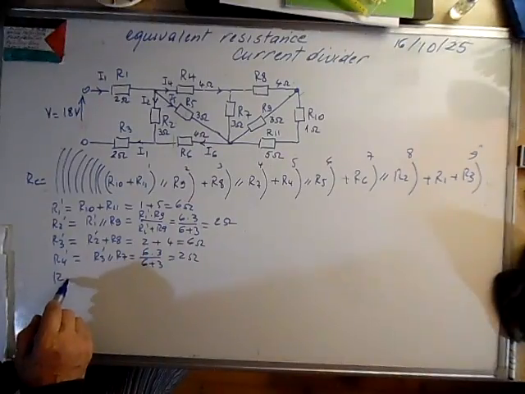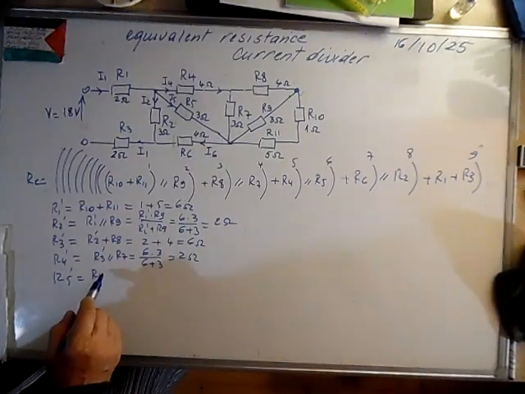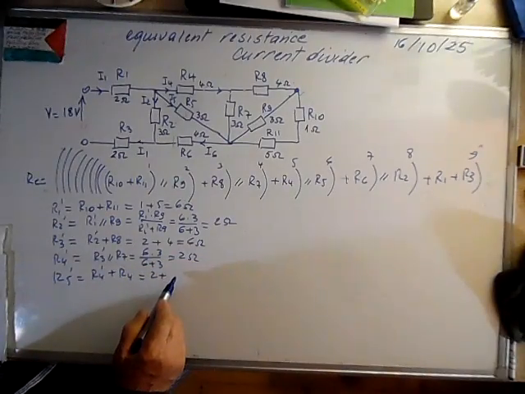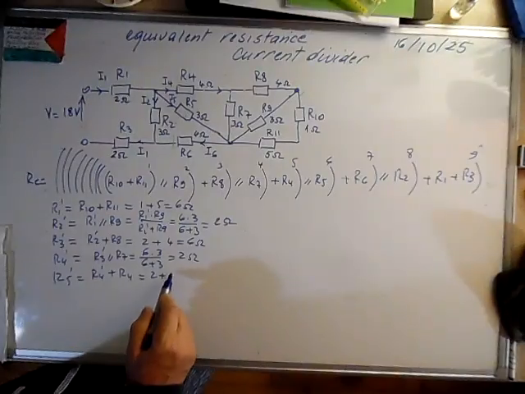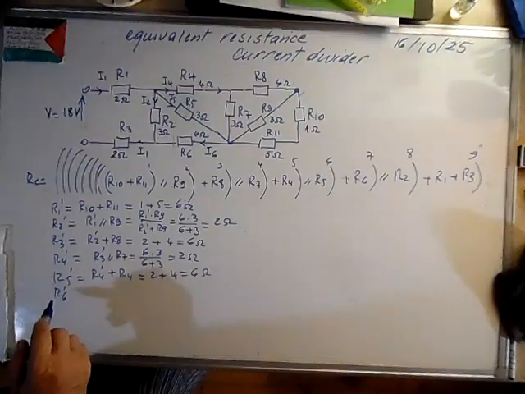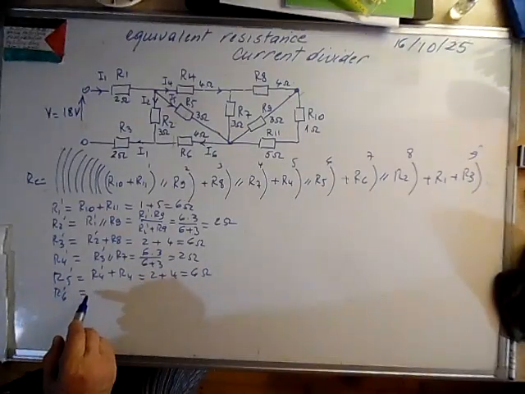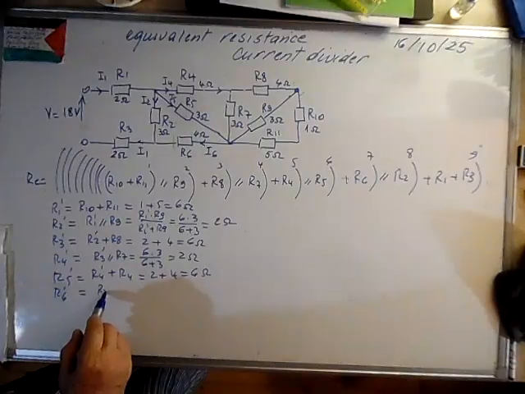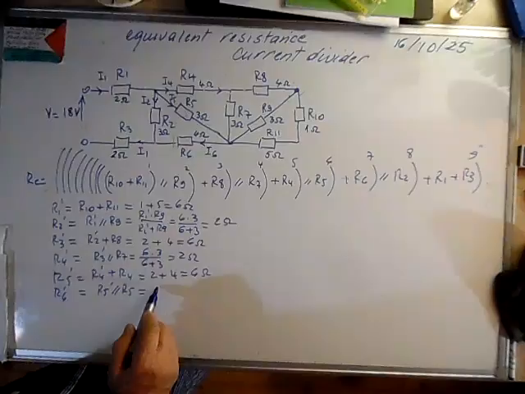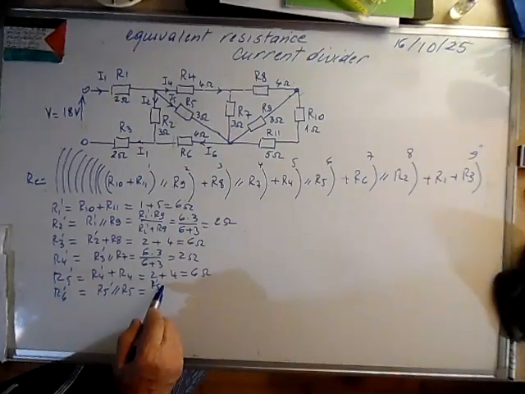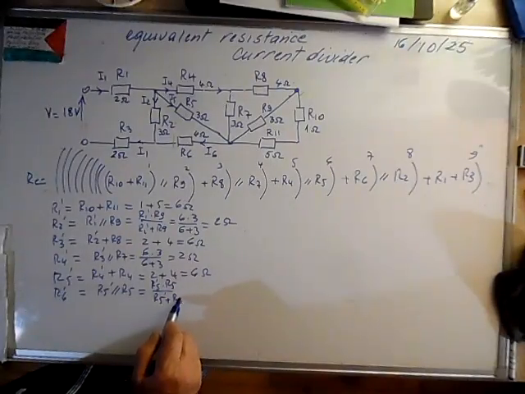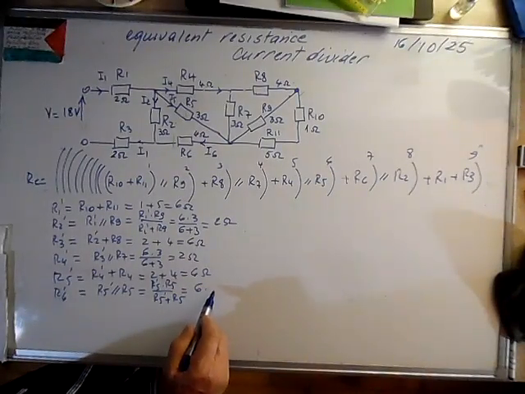Let's go to R5 prime. It's R4 prime plus R4. It's 2 plus R4. R4 is 4, so it gives us 6 ohms. Let's go to R6 prime now. R6 prime is R5 prime in parallel with R5, and this is R5 prime times R5 over R5 prime plus R5. This is 6 times R5.